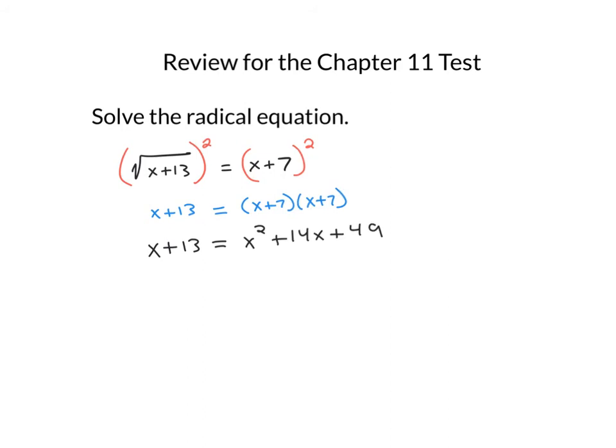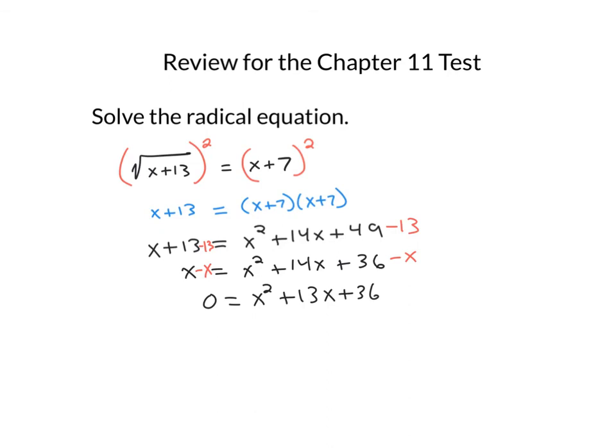Now I need to get everything on one side, and since I already have a positive x squared, I don't want to move that to the left. I'm going to move everything over to the right. So I'm going to subtract 13, which is going to give me this, and then I'm going to subtract the x. So my equation is going to be 0 equals x squared plus 13x plus 36.